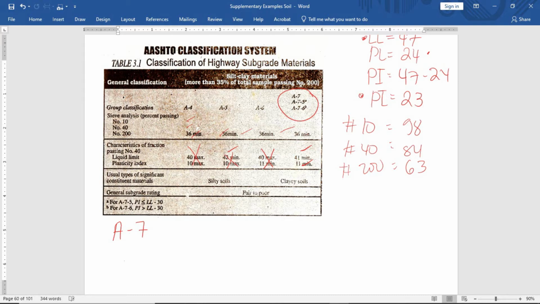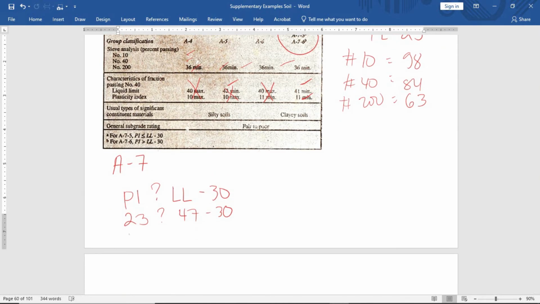So, punta tayo ulit sa PI. If it is equal or lesser than, PI natin is 23. So, LL natin is 47 minus 30. So, 23 is lesser than 17. So, ang ano natin is A-7-6. Pero, wala pa tayong GI. So, GI natin is unknown.